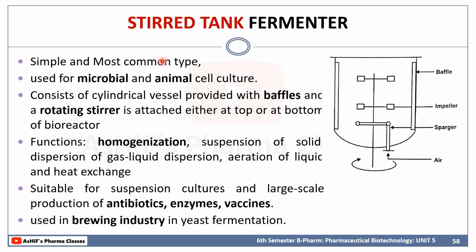We will use this stirred tank fermenter mainly for microbial as well as animal cell culture, and it has the function of homogenization, suspension of solids, and gas-liquid dispersion. It is mainly used for the production of large amounts of antibiotics, enzymes, and vaccines, and also in brewing and industrial yeast fermentation. So this is all about the stirred tank fermenter. This is nothing but a simple conventional fermenter.